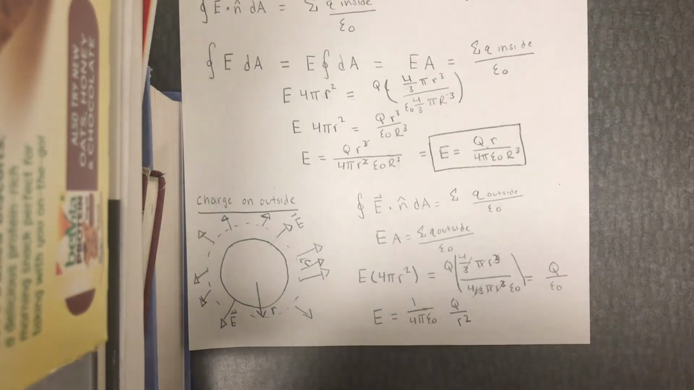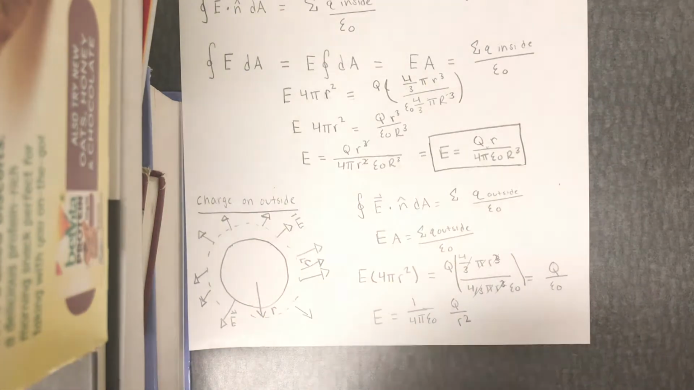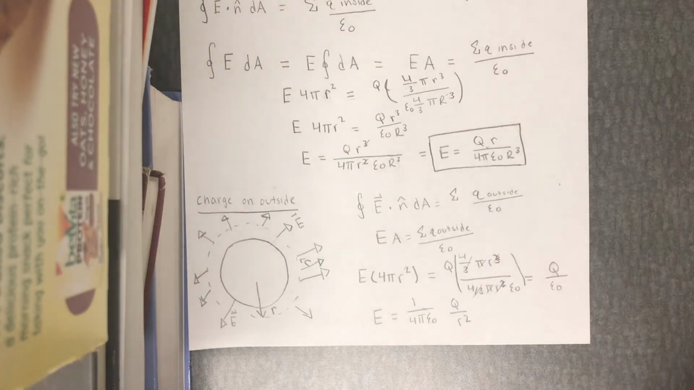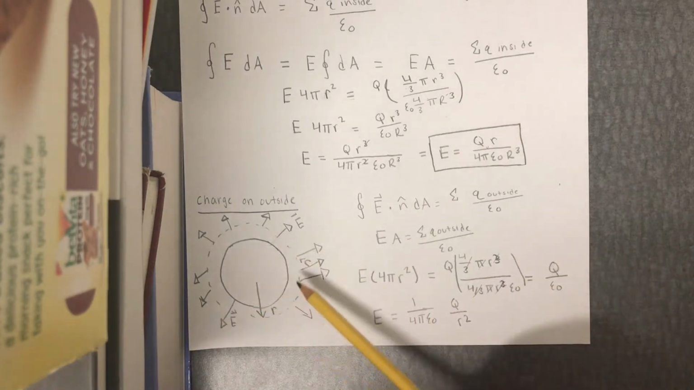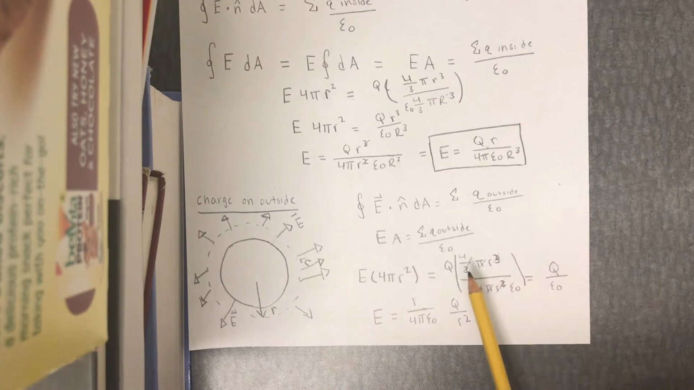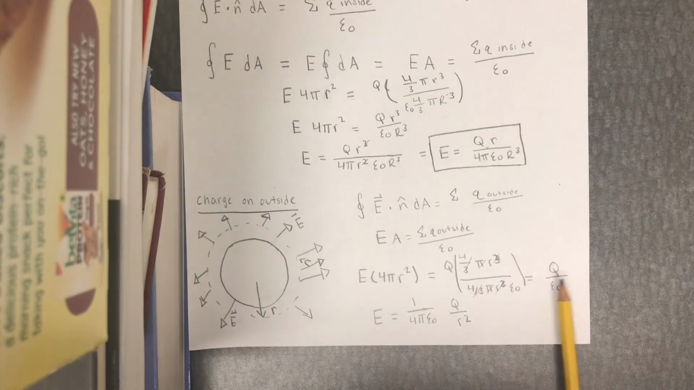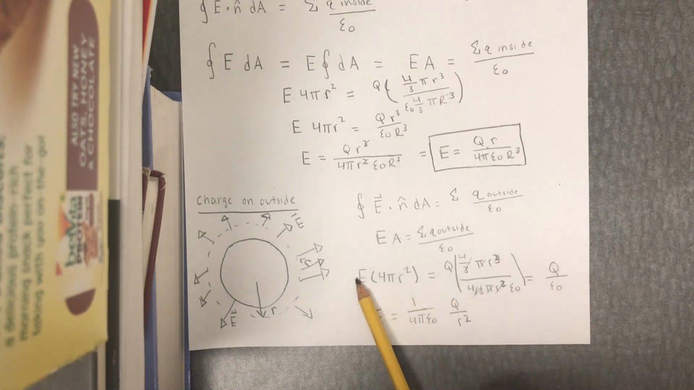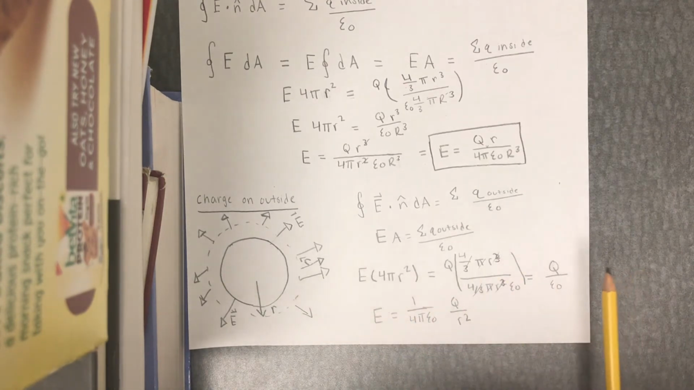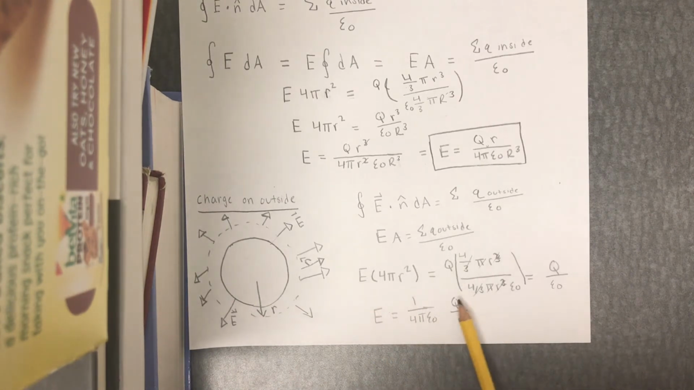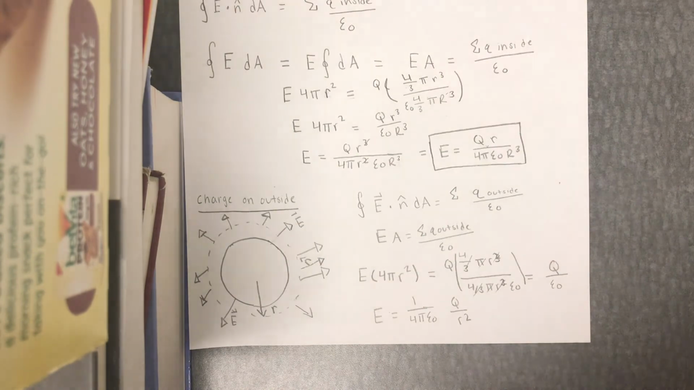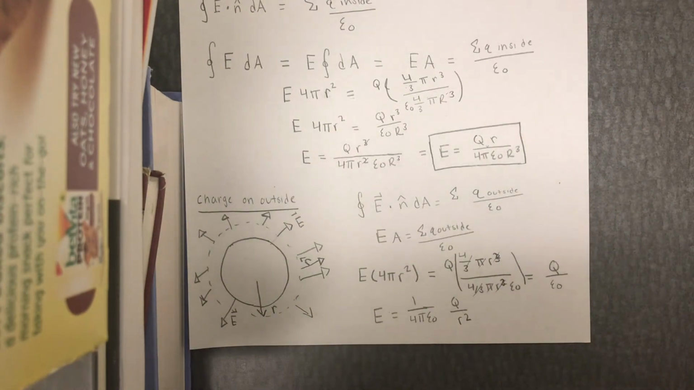The same reason we're using 4/3 pi R cubed divided by 4/3 pi R cubed is that we're trying to find the charge density within this sphere, the ratio of the charges. So E times 4 pi r squared, and we're looking for E, so E is equal to 1 over 4 pi epsilon naught times Q divided by r squared, which is the formula for a point charge.